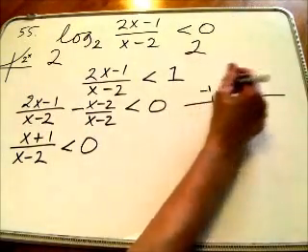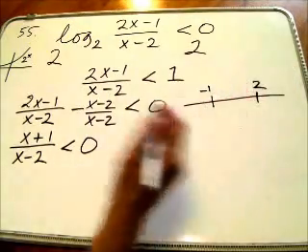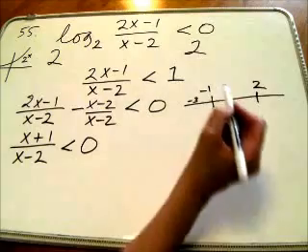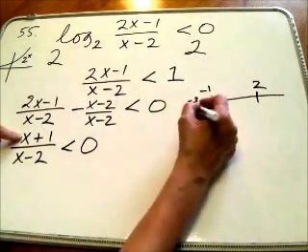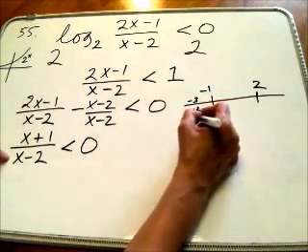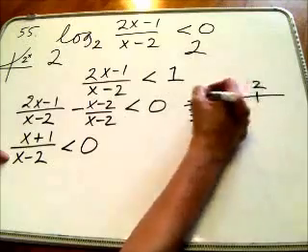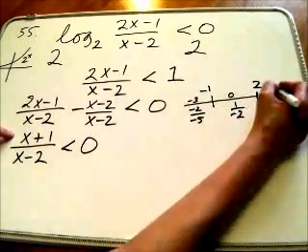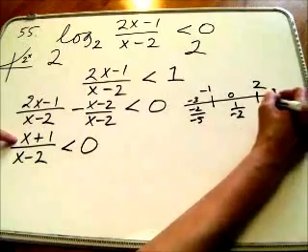So we'll put the -1 there, obviously, and the 2 here. And now we're going to check numbers. For example, at -3, we'd get -3 plus 1 over -3 minus 2. And then at 0, which is in this interval, we get 1 over -2. And then in this interval, let's try a 3. That would give us 4 over 1.